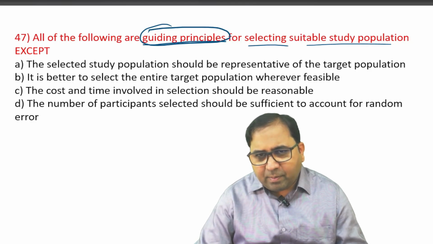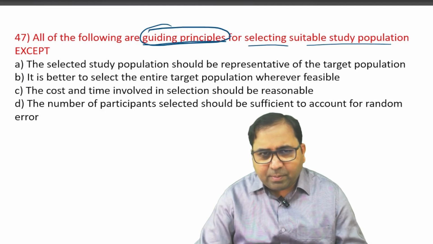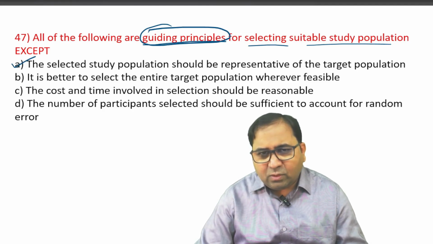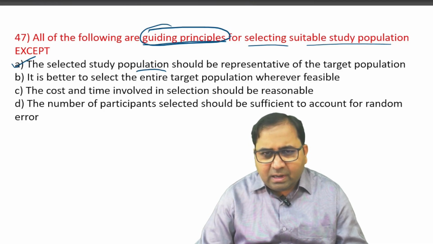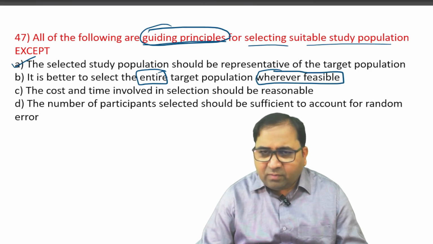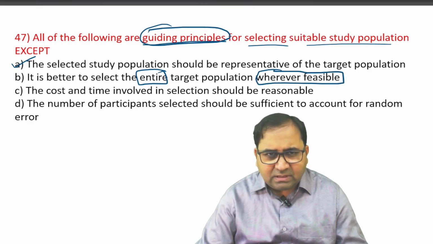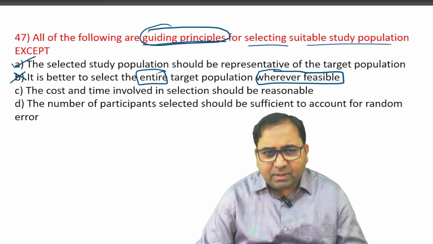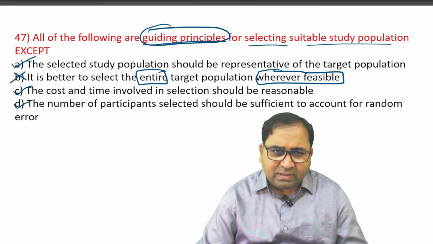The selected study population should be a representative of the target population. Yes, this is a true statement. Second, it is better to select the entire target population wherever feasible. Entire, and wherever feasible, it is not feasible. So therefore, this is the answer for this question. Let us see the third option. The cost and time involved in selection should be reasonable. Yes. And the number of participants selected should be sufficient to account for random error. Yes, even this is correct.